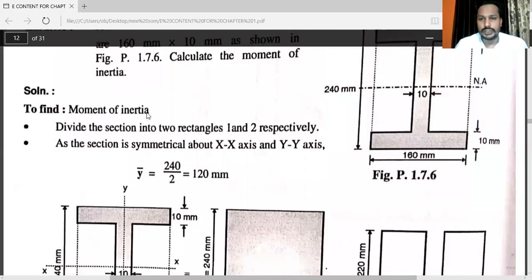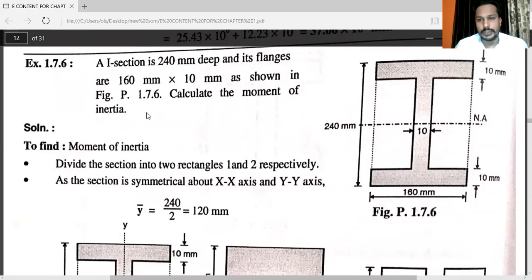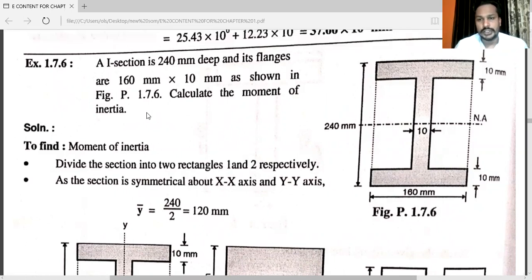See, in the moment of inertia, we have seen the L section, then the T section. Now this one is the I section. See, in this given diagram, flanges are given. The dimension of the flanges is 160 mm base and 10 mm depth. Bottom flange is given. This one is your bottom flange. This one is your top flange.